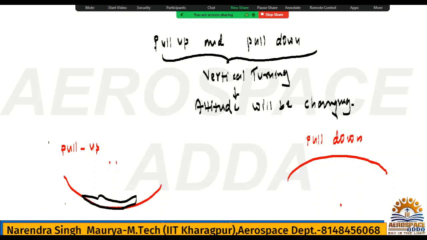This is the aircraft here. Okay. This is the problem. I mean, this is the diagram. By this way, you can understand. This is the pull up. That altitude is what gaining.